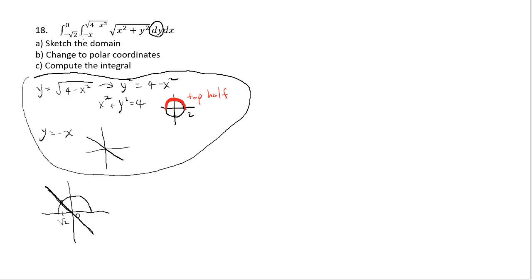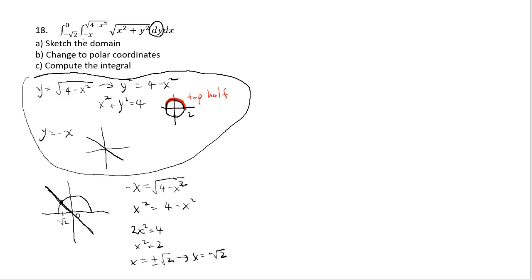And you can check that the point where these two meet, negative x equals square root of 4 minus x squared, is actually at negative radical 2. So let's do that. If I square both sides, it's x squared equals 4 minus x squared. Moving the x squared to the other side, you get 2x squared equals 4. So x squared is 2, so x is plus or minus radical 2. But the two graphs meet at something negative, right? So you just get x equals negative radical 2.